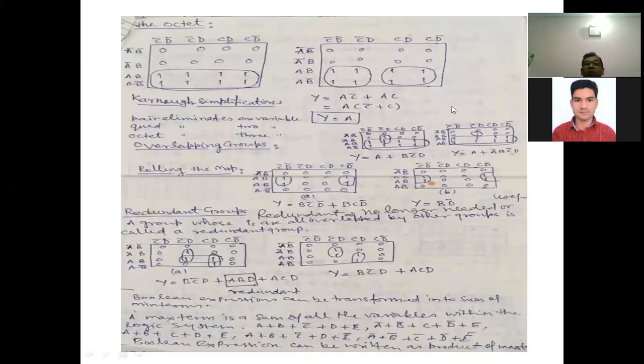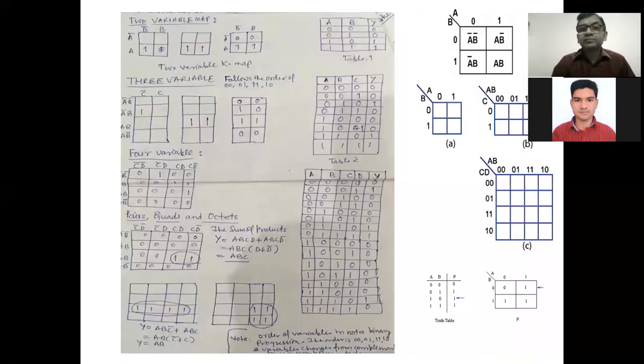So when we are reducing or applying a K-map, an octet gives one variable. When we are taking a quad, that gives two variables. When we are taking a pair, this will be three variables. What it signifies is that the octet gives the most reduced version of the K-map.